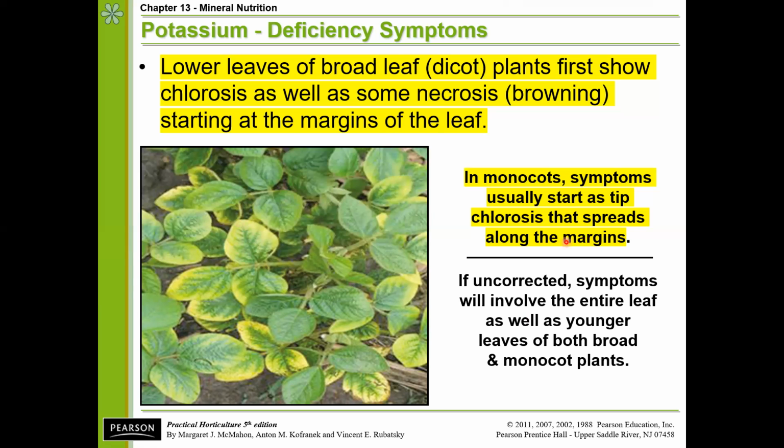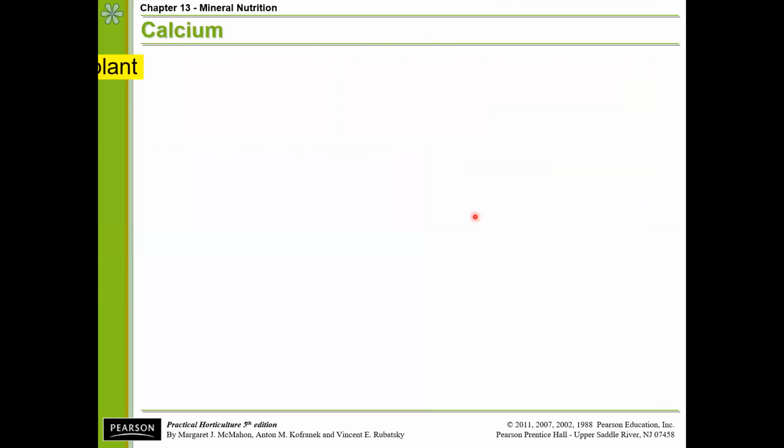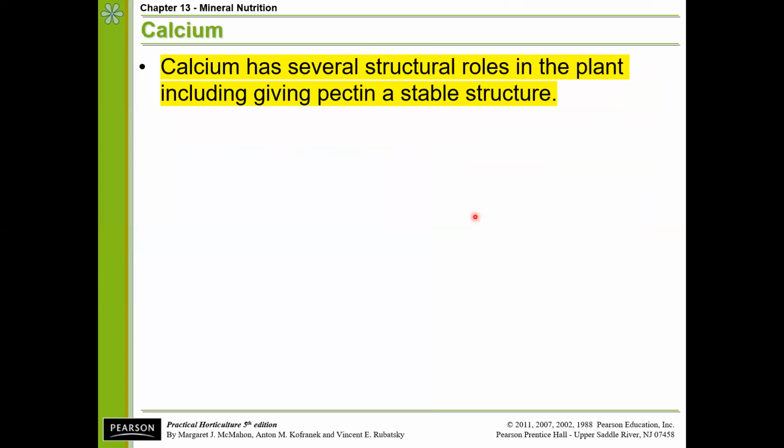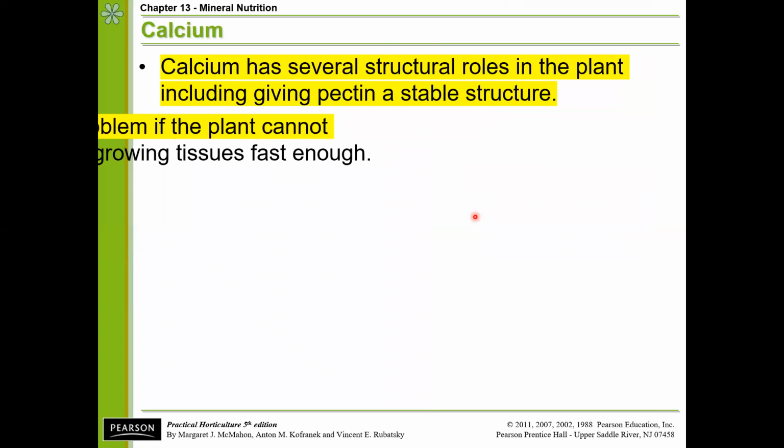Again, if we don't correct it, then the plant can't function properly, and that will eventually spread to the entire leaves, and eventually it will cause the plant to not be able to transpire and respire and die.